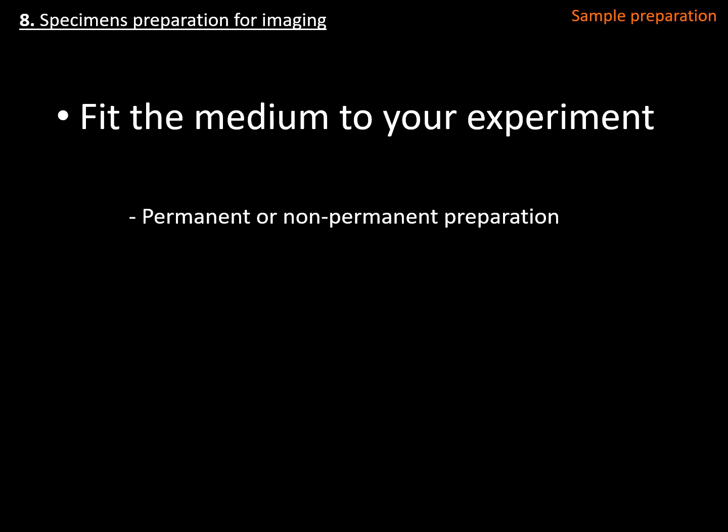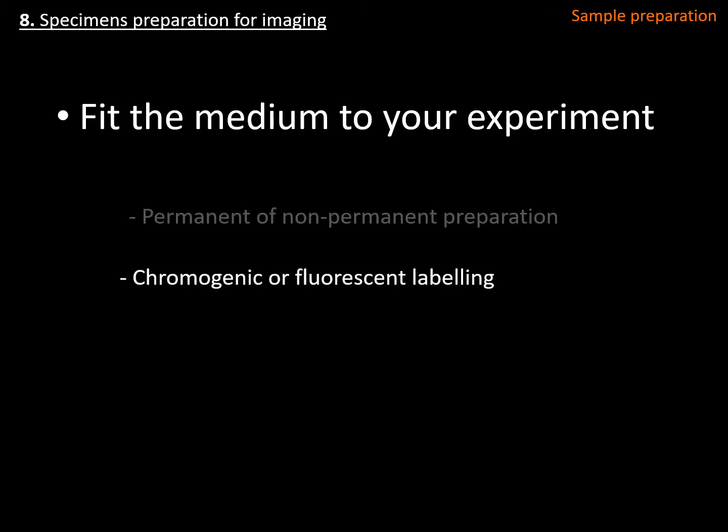As well, you have to fit the medium to your experiment because maybe you want to do a permanent or a non-permanent preparation, or because you are using a chromogenic or a fluorescent labeling. And that is important because different embedding medias can react with either the chromogenic or the fluorescent labeling that you're using, and can either decrease or create artifacts in your imaging that are simply not there.